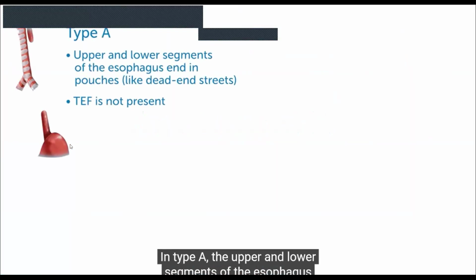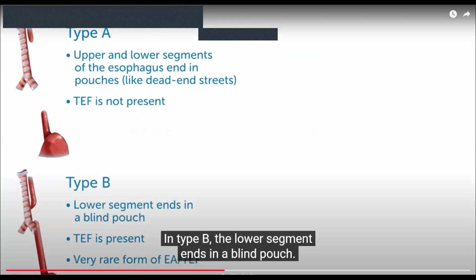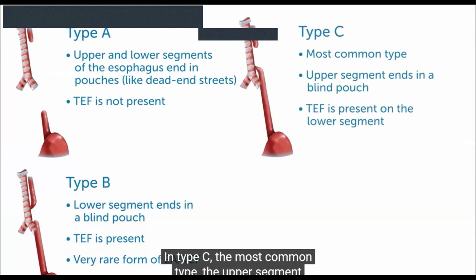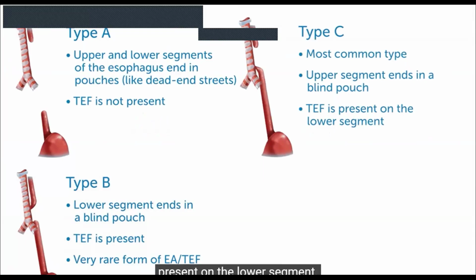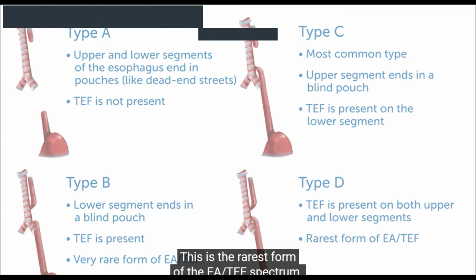In type A, the upper and lower segments of the esophagus end in pouches, like dead-end streets that don't connect. A TEF is not present. In type B, the lower segment ends in a blind pouch. The TEF is present on the upper segment. This type is very rare. In type C, the most common type, the upper segment ends in a blind pouch and a TEF is present on the lower segment. And in type D, a TEF is present on both the upper and lower segments. This is the rarest form of the EA-TEF spectrum.